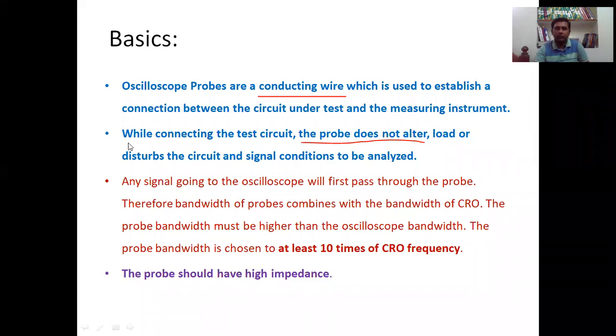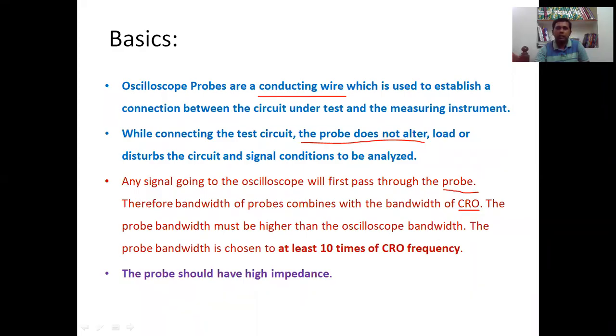So once again, I am repeating this because it's very important. While connecting the test circuit, the probe does not alter, load, or disturb the circuit and signal conditioning to be analyzed. Yes. So any signal going to the oscilloscope first passes through the probe. The first component is the probe. First the circuit output is connected to the probe, then the second end of the probe is connected with the CRO.